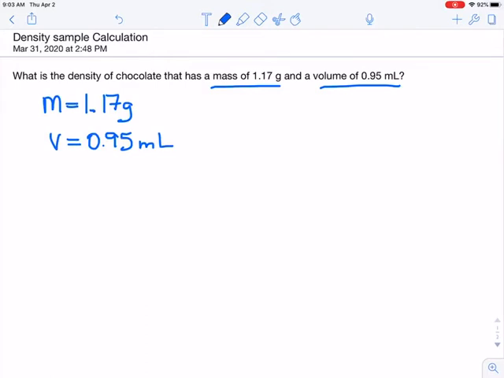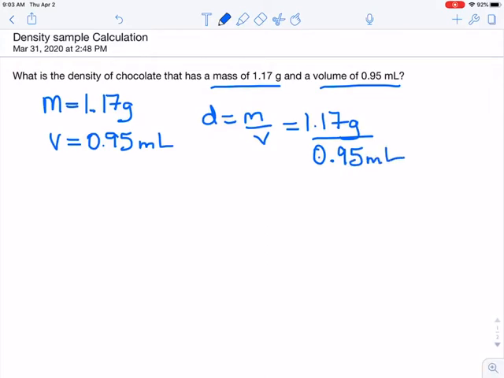Now our formula, that is our next step. We want to write our formula: density equals mass divided by volume. And now we just have to plug in our numbers with our units. So we have 1.17 grams divided by 0.95 milliliters. And that gives us a great big long decimal, but we always round.